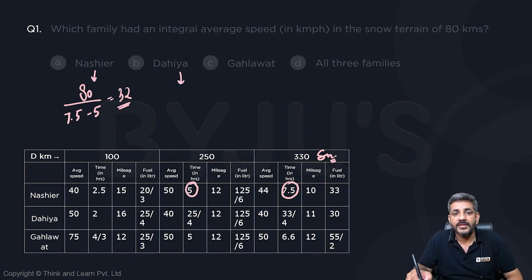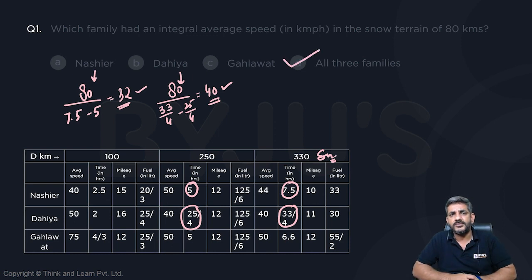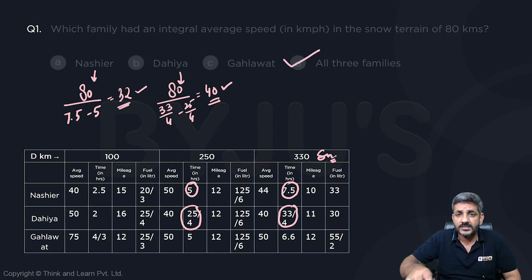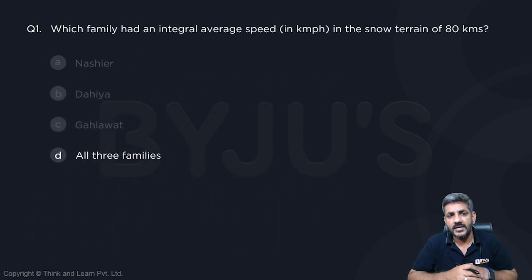What about the Dahiya family? The Dahiya family had a time of 33 by 4 in total, but 25 by 4 for the first 250. So in the last 80 kilometers, the time taken was 33 by 4 minus 25 by 4, which is exactly 2. And 80 by 2 is 40 kilometers per hour. This has to be an integer. Only then can I give the answer as all three families. So my answer for this question is all three families. There was no need to check for the Gehlawat family in that case. It would automatically come as an integer.